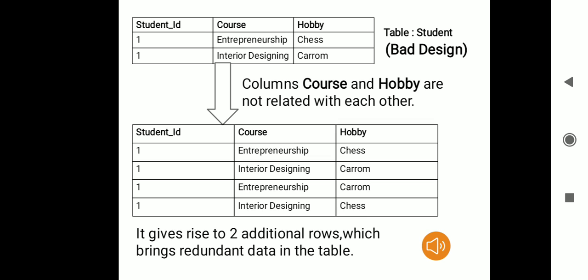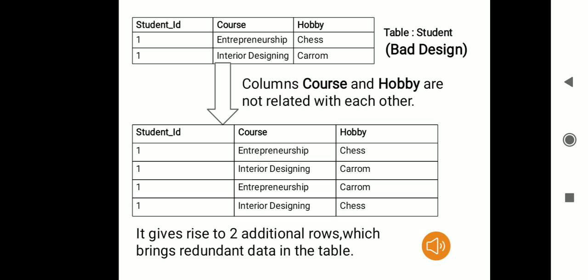As a result, it has already satisfied two conditions out of 3 to have multivalued dependency. Those are: the table has at least 3 columns, which are student ID, course and hobby, and out of these 3 columns, 2 columns are not related with each other, those are course and hobby. Again, if you look at the table student, you will notice that one student is opting for 2 different courses and also has 2 different hobbies. As a result, it also satisfies the third condition for a multivalued dependency. So clearly, this table gives rise to multivalued dependency.